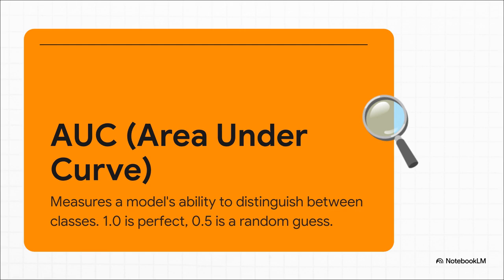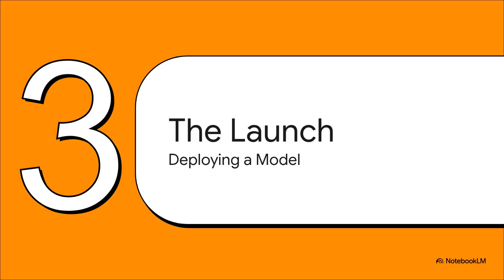Often, we want a single score to summarize the model's overall performance. That's where ROC-AUC comes in. It stands for area under the curve, and it basically measures how well the model can tell the difference between the positive and negative classes. A score of 1.0 is a perfect model. A score of 0.5? That's no better than flipping a coin. So obviously we're always shooting for as close to 1 as we can get. Yes, the model passed quality control with flying colors.